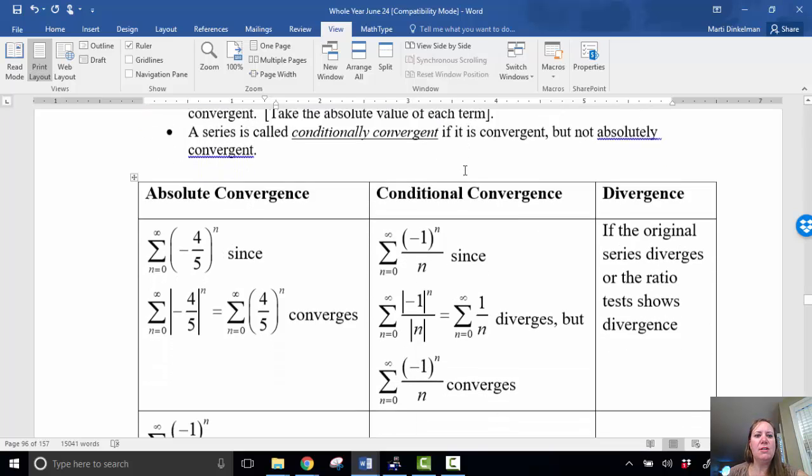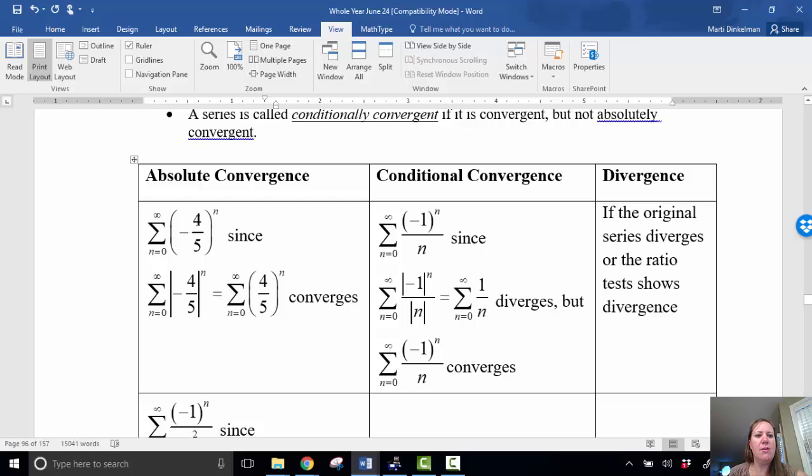So I just have a couple of examples here. So negative 4/5 to the n. This is a geometric series that we know converges because, well, there's an absolute value in there again. The absolute value of the ratio is 4/5, which is less than 1, which means it converges. If I were to take the absolute value of this entire series, it would just turn into positive 4/5, and I would get the same end result, which means it converges in this form. It also converges in the absolute form.